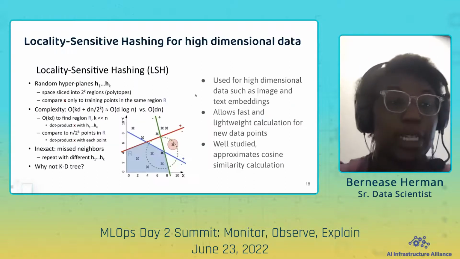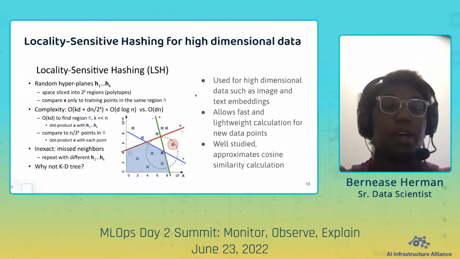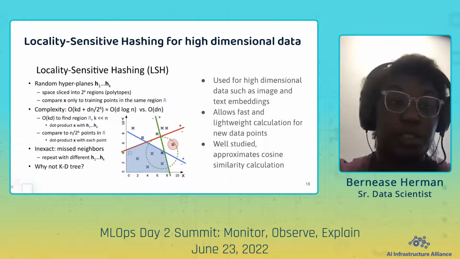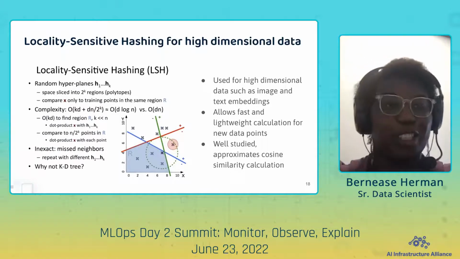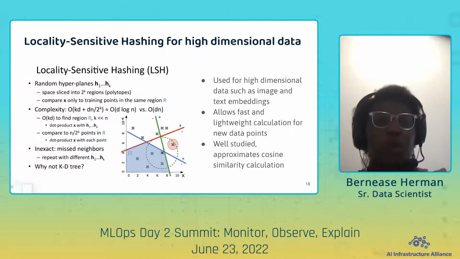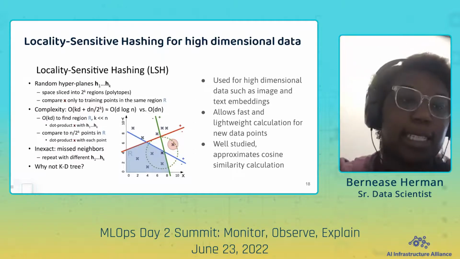Now I'm going to quickly just discuss some more advanced techniques that sketching allows us to do for high dimensional data under which unstructured data often falls. So one is locality sensitive hashing.